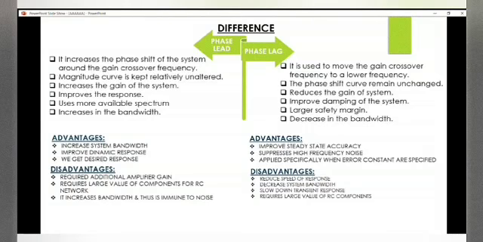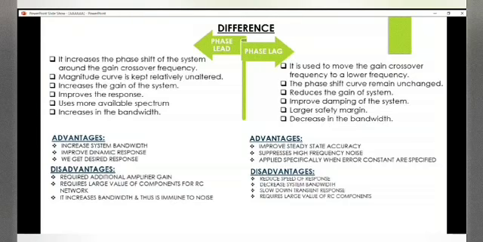And in phase lead compensator we require a large value of compensator for the RC network, like we are using any type of RC network. So whatever the value of R and whatever the value of C, we want it in a large value. And the third disadvantage is it requires additional amplifier gain.